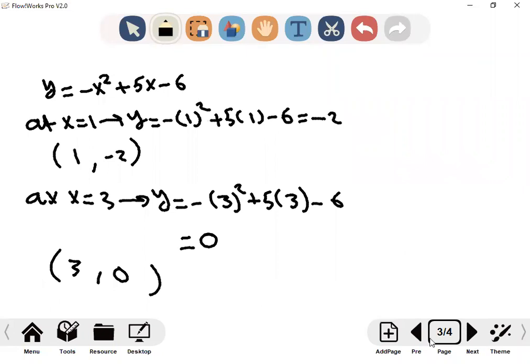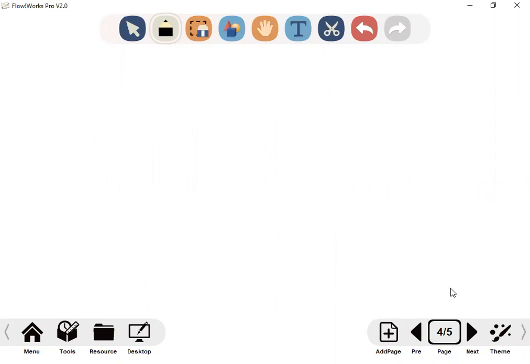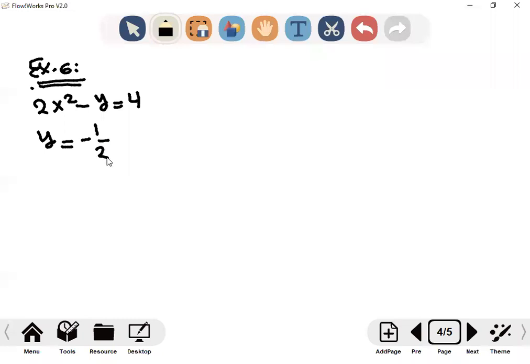Now let's see example 6, please. We have time, right? How much time do we have? 7 minutes. Let's do example 6. In example 6, we have to solve the following system: 2x power 2 minus y equals 4, and y equals negative half x power 2 plus 6.